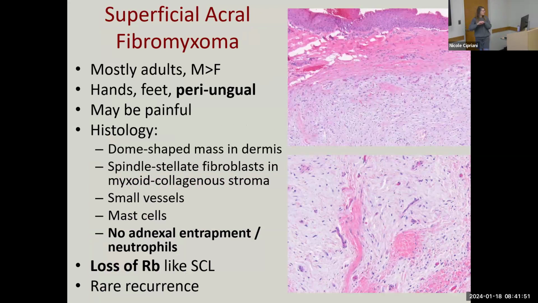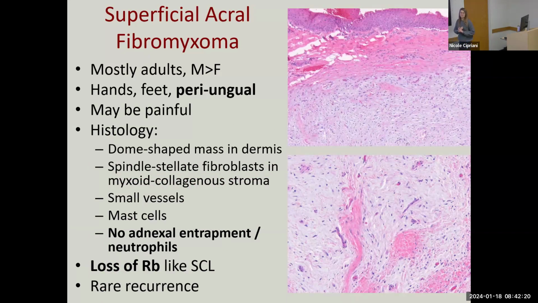So that's superficial angiomyxoma, which is different from superficial acral fibromyxoma, right? That tends to be around or under the nails, so periungual. But there is similar myxoid infiltration of the dermis. What they don't have is adnexal entrapment, and they don't have neutrophils, and they are in a periungual location. So that's how you can differentiate them from the prior. And they are one of these neoplasms that is of retinoblastoma loss.